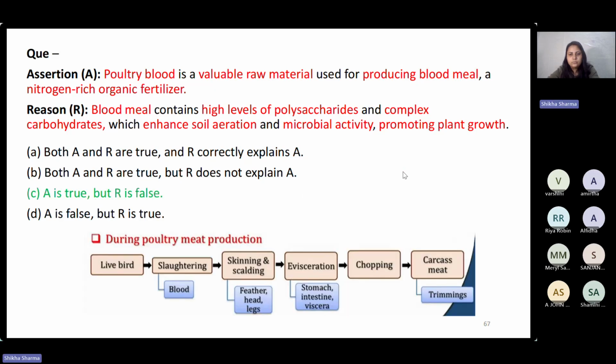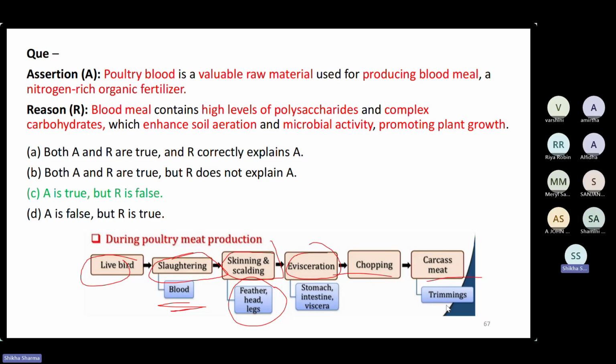Okay, let's discuss. Poultry meat is produced from the live bird. The slaughtering is done on the live bird, so the blood comes out as a byproduct, and then skinning and scalding are done. From that, feathers, heads, and legs come out. Then evisceration is done, and the stomach and internal organs like intestine and viscera come out. After that chopping is done, and the carcass meat is obtained, with the trimmings as leftovers as a byproduct.